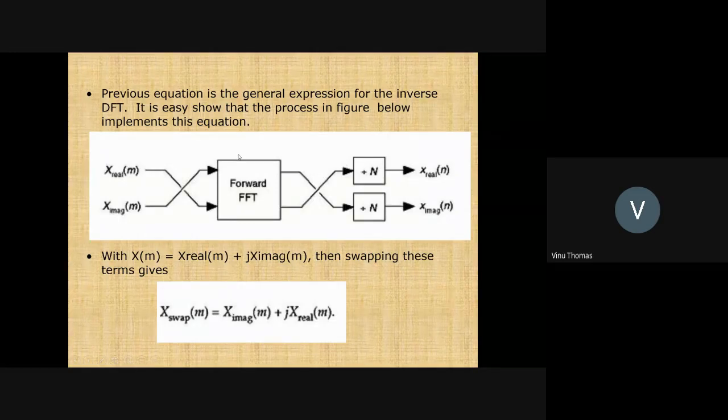Roshan, are you there in the class? Yes, sir. Okay, Roshan, can you explain the second method? We take the real part and imaginary part of the frequency samples and swap them, and then take the fast Fourier transform of it. And then we again swap it, and then divide by n, and then we get the real and imaginary parts.